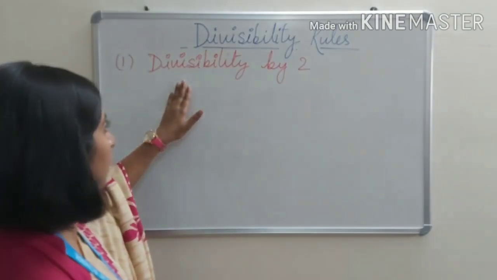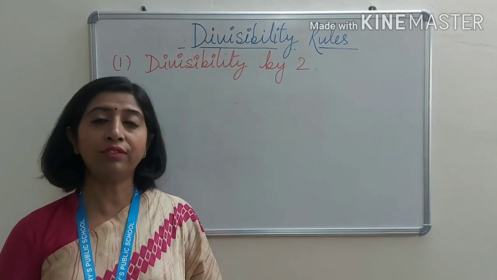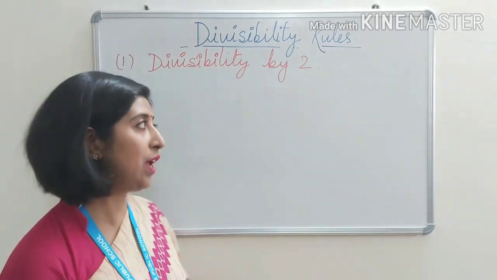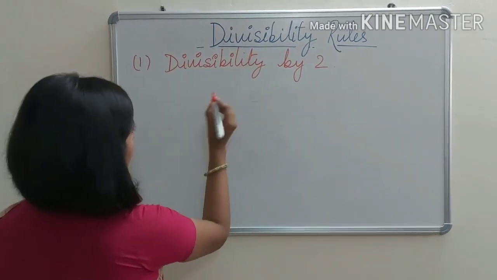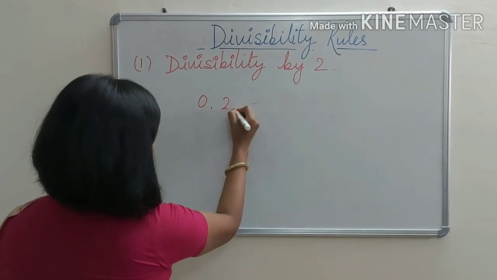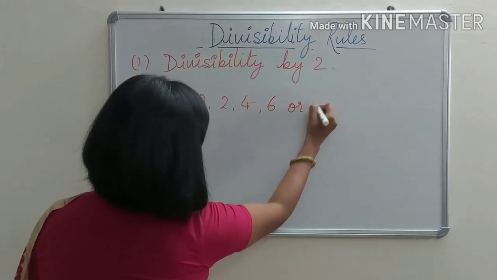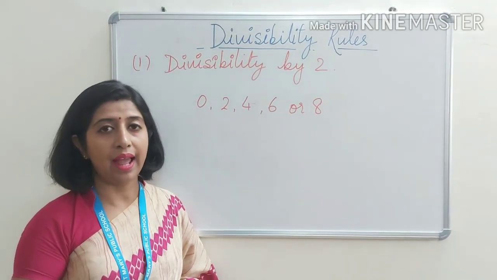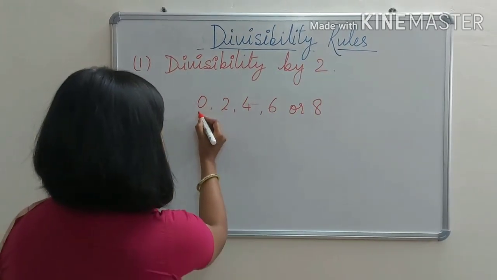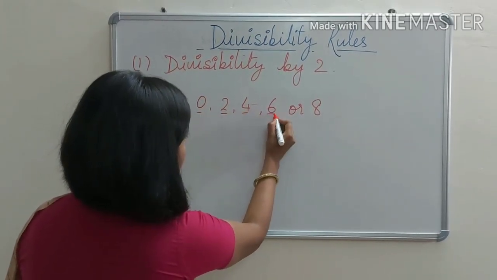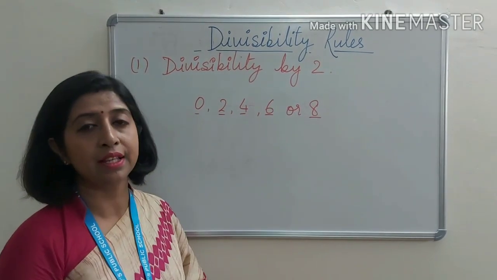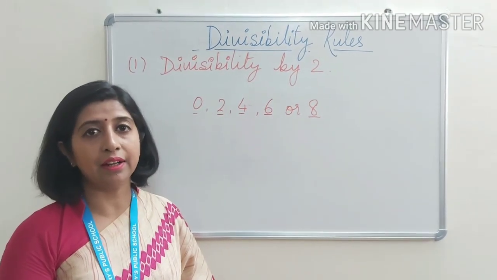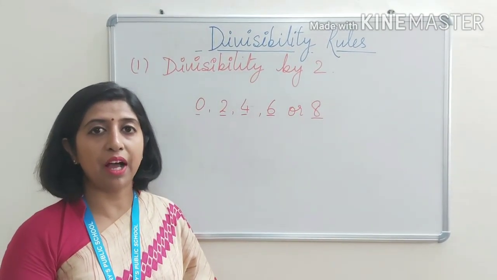Let's move to the first rule, divisibility by 2. How can we say that any number is divisible by 2 or not? It's very simple. As we have learned, if a number has 0, 2, 4, 6 or 8 at its ones place, then the number is divisible by 2. Actually, the numbers which contain 0, 2, 4, 6 or 8 at its ones place are known as even numbers. So, in the other way, we can say that all the even numbers are divisible by 2.